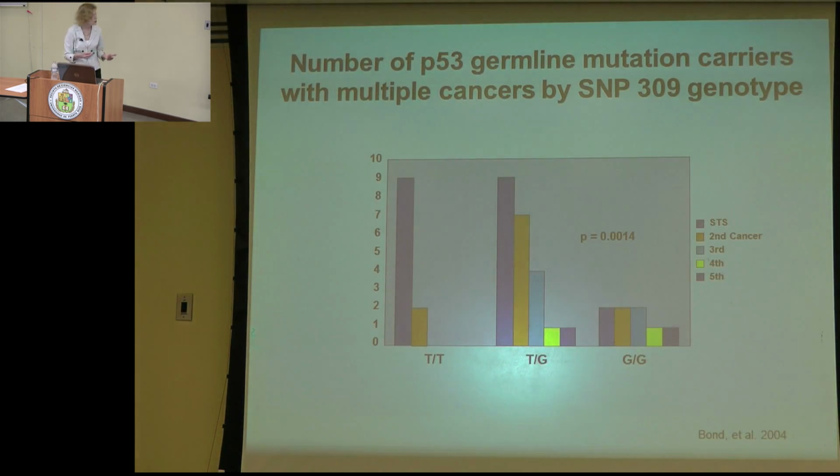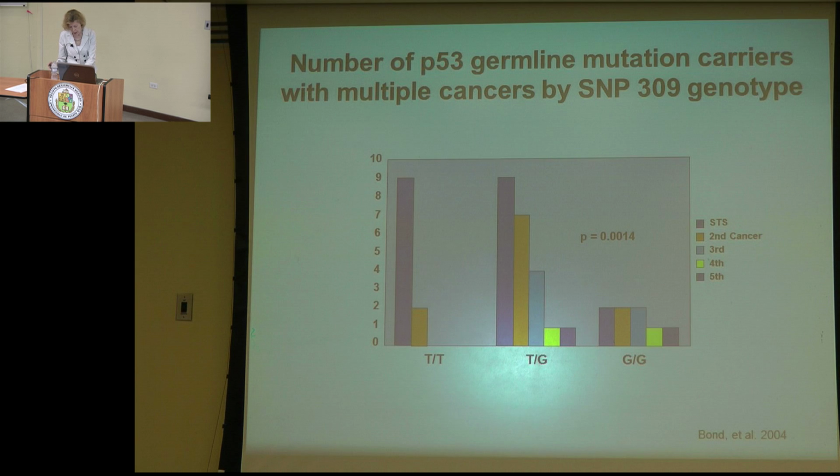And here again, we can look at the same thing, the p53 mutation carriers and the multiple primary tumors by the SNP309. So in those who have the wild type T allele, most of those with cancer just develop one cancer. As we have one G allele, and more so with two G alleles, we see more and more with multiple primary tumors.